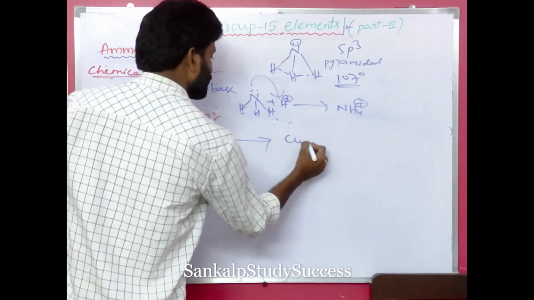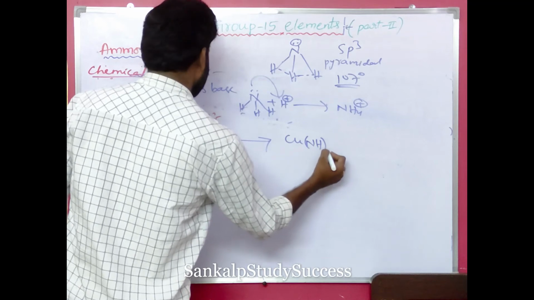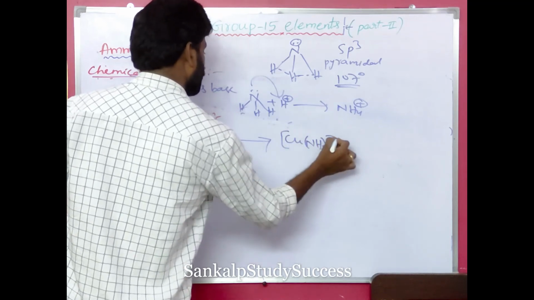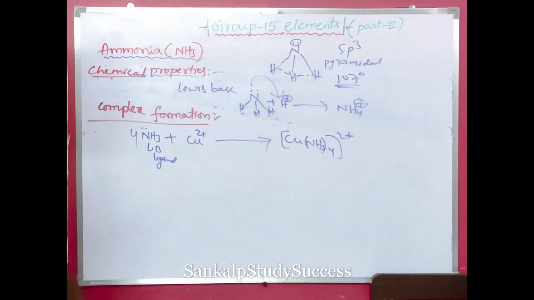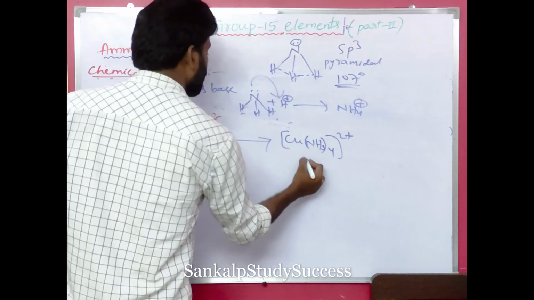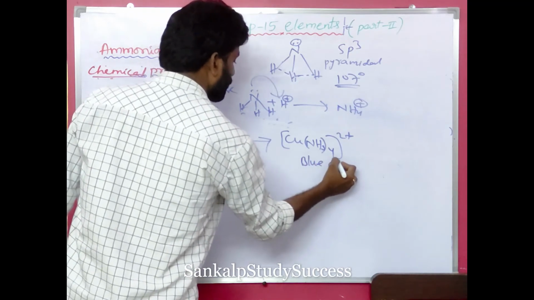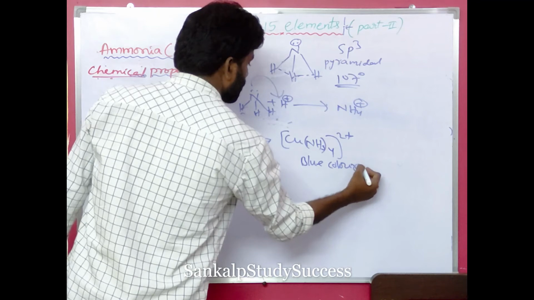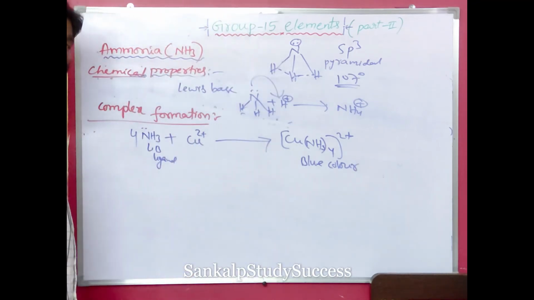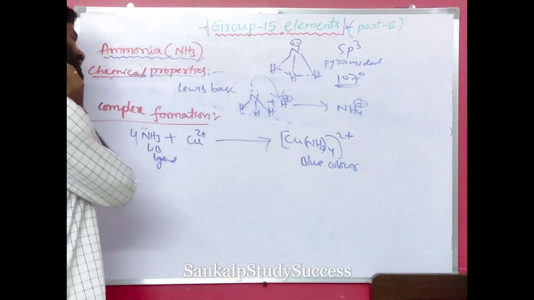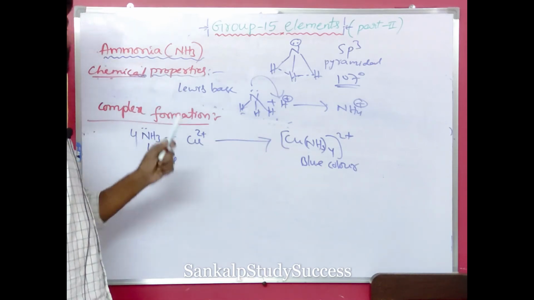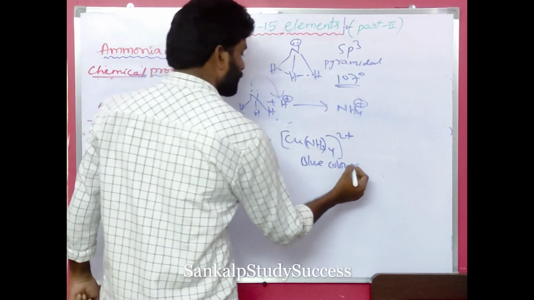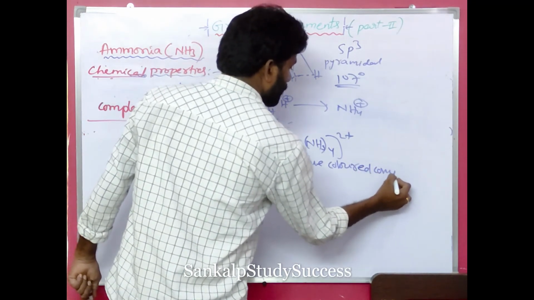So which type of complex compound is obtained? [Cu(NH3)4]2+. So this is the complex compound. The square bracket compound is a complex compound, right? It is the blue colored complex compound. So based on this colored complex compound, metals can be easily identified by using ammonia. This is the blue colored complex.